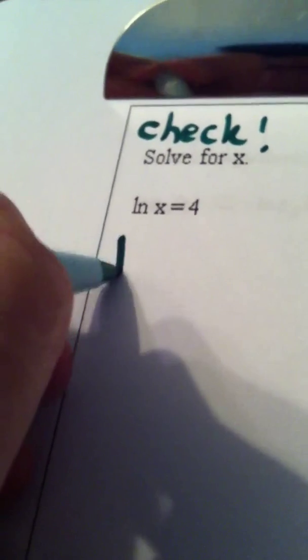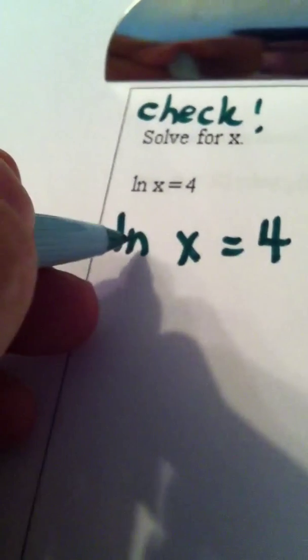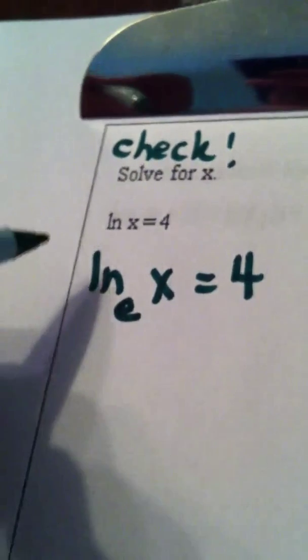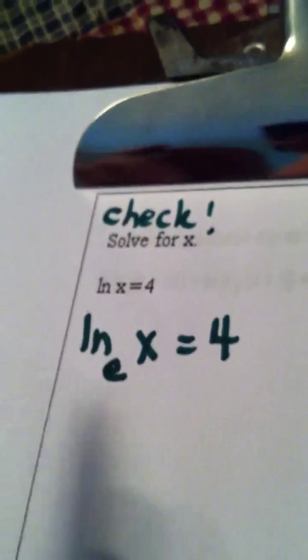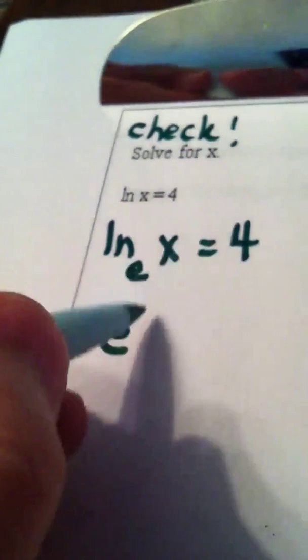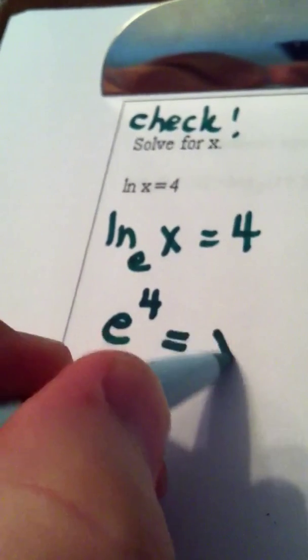Okay, I have the natural log of x equals 4. I'm going to write it a little bit bigger. Remember that natural log is always base e. When I have a log equation, I'm going to convert from log form to exponential form. e to the 4th power is equal to x.